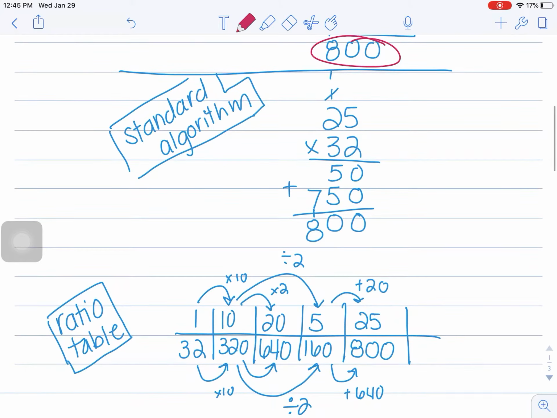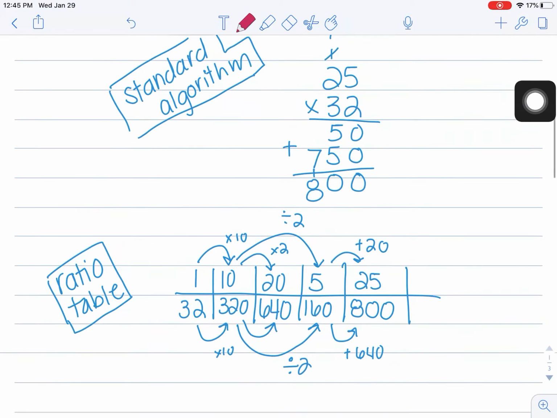Okay? Another strategy that was chosen was the standard algorithm. The standard algorithm is a set of simple steps taken to find the product. We used this strategy and still got the answer 800.